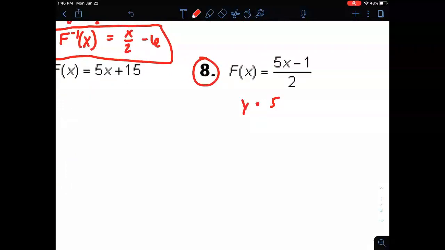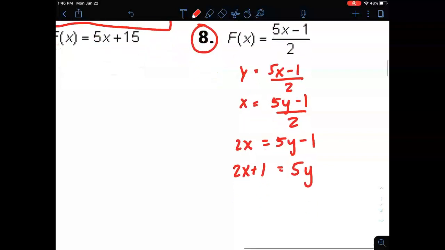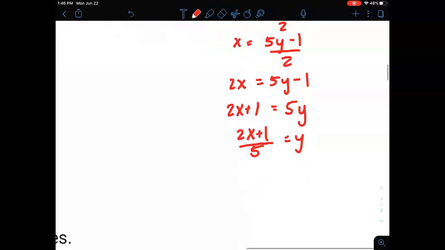Okay, so we have y equals (5x minus 1) over 2. Replace x and y. All right, so then we have to multiply by 2. So I've got 2x is equal to 5y minus 1. Add 1 to both sides. So then we've got 2x plus 1 equals 5y. And then we divide both sides by 5. So (2x plus 1) divided by 5 is equal to y.